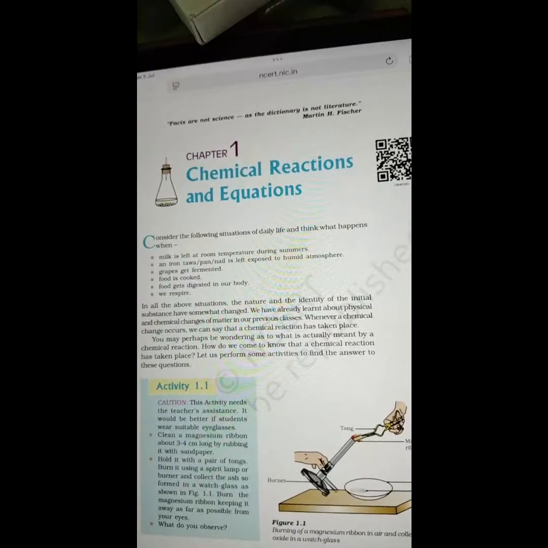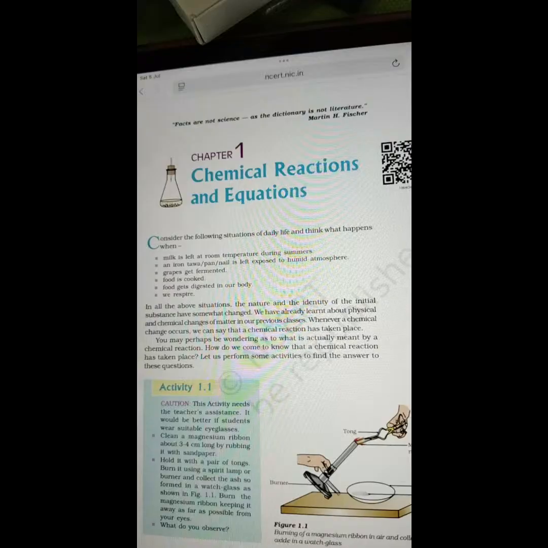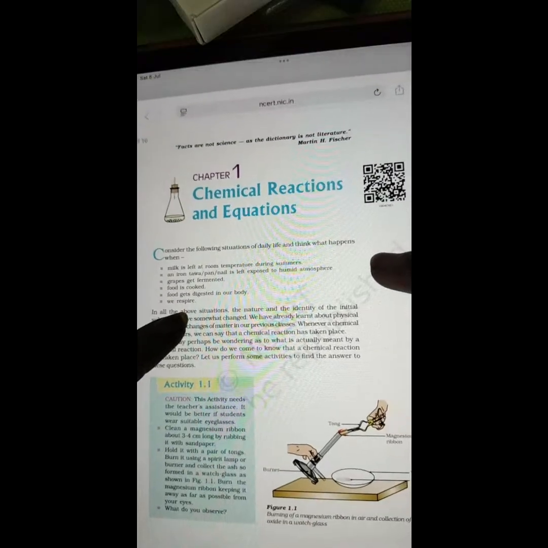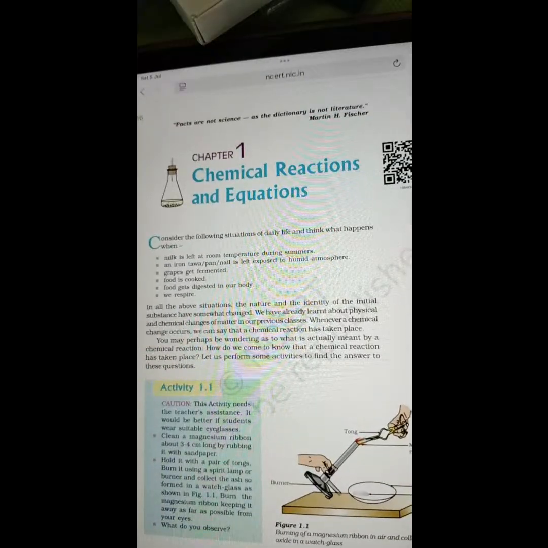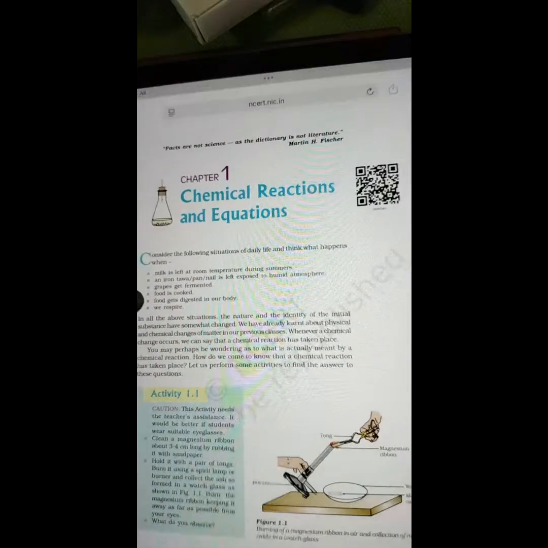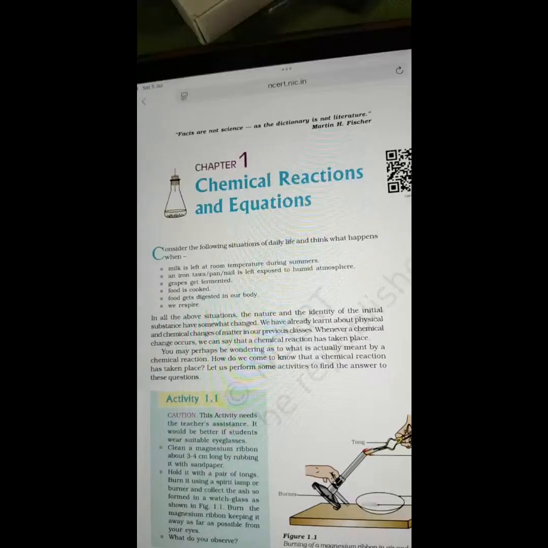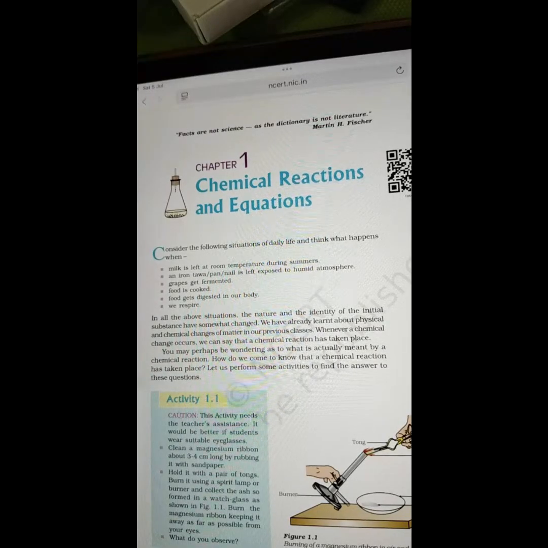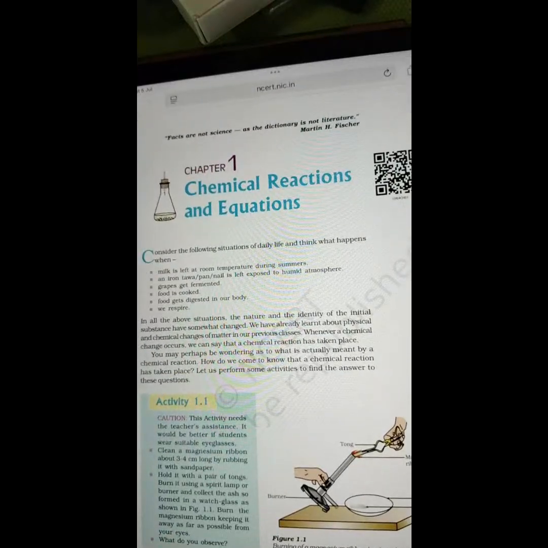In today's live, we will be reading Chapter 1, Chemical Reactions and Equations of Class 10th NCERT. So this NCERT is being followed in CBSE board. However, I have already recorded a playlist of it earlier, but due to background music, I was getting requests that I need to re-record it. I hope the screen is clear.